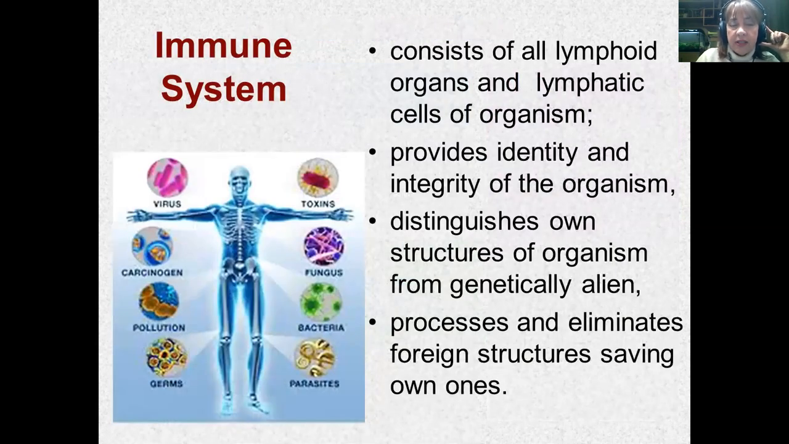Now we start with immune system. You know that we are surrounded with numerous bacteria, viruses, protozoa, fungi, toxins, cancerogens, mutagens, allergens, and our immune system protect us from these harmful organisms and substances. Immune system of human body consists of lymphoid organs and lymphatic cells. It provides identity and integrity of our organism. Immune system can distinguish own structures from genetically aligned, and it saves own structures and destroys foreign.